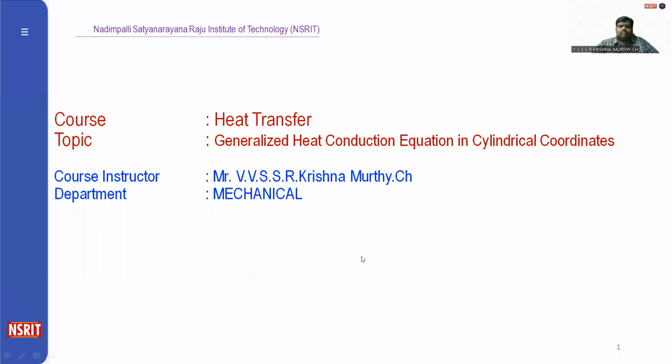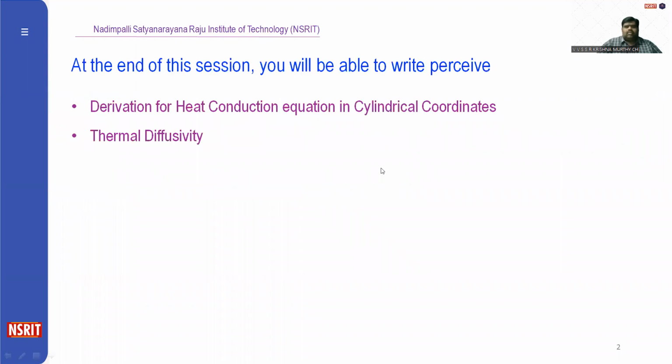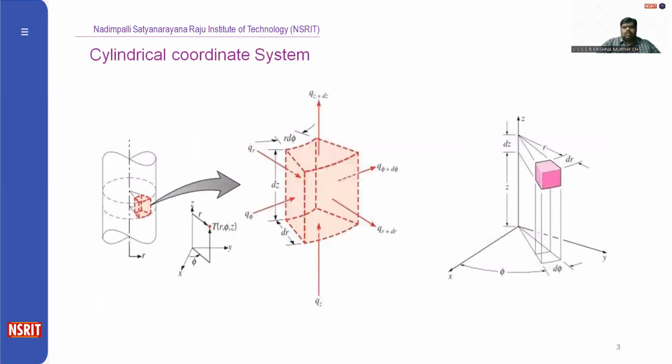Hi everyone. Today we shall discuss the generalized heat conduction equation in cylindrical coordinates. After this session you will be able to perceive the heat conduction equation in cylindrical coordinates and understand what you mean by thermal diffusivity. In the last session we discussed the heat conduction equation in the Cartesian coordinate system. Now we shall go with cylindrical.